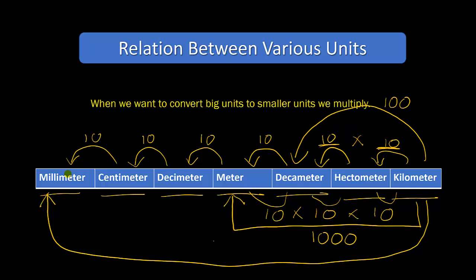So like this, it's going to be 10 multiplied by 6 tens. So I have to multiply 10 6 times. So like that, it's going to be 1 million, 1 followed by 6 zeros. So I'm going to have to multiply kilometer by 1 million.